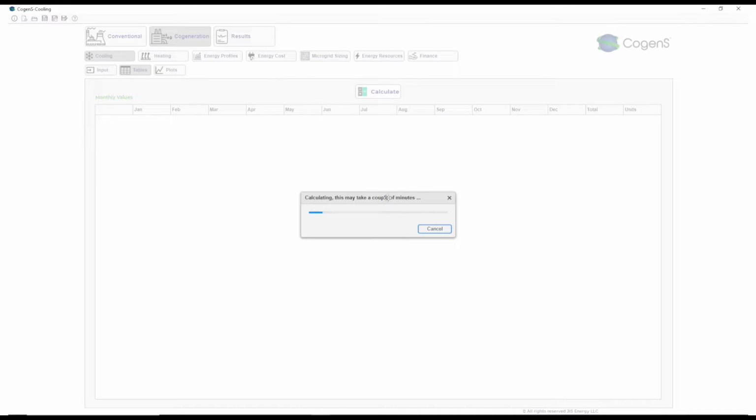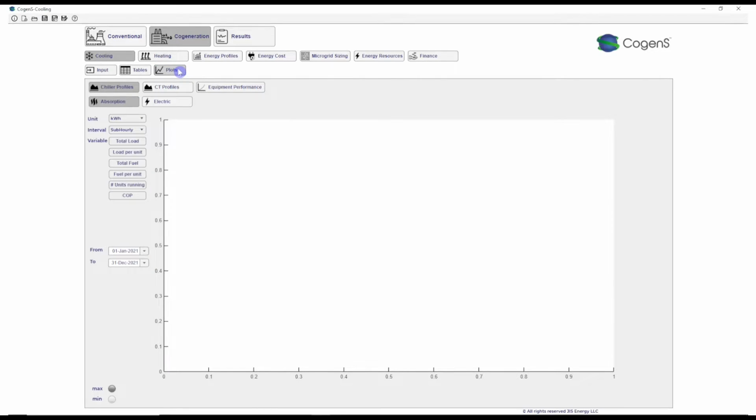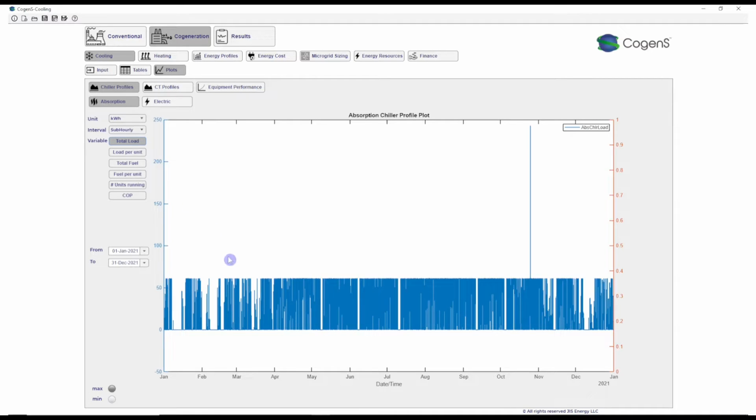To see how Re-Opt distributed the cooling load, we can calculate the model from the Tables tab. We can see here that CogenS has calculated the monthly and annual absorption chiller system thermal energy consumption, cooling tower electric consumption, as well as the air-cooled electric chiller consumption. By looking at the total load profile for each chiller system type, we can get a good visual of the load distribution throughout the year.